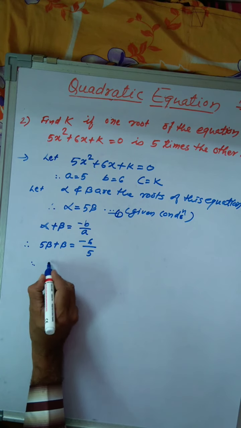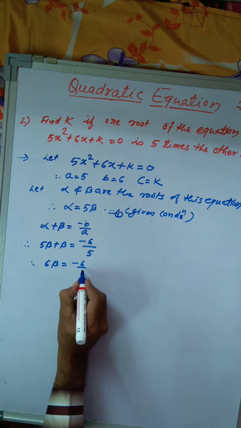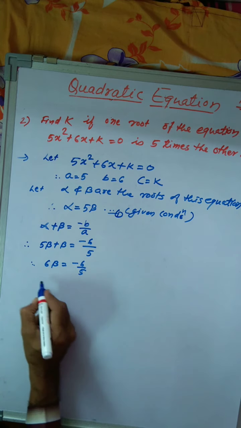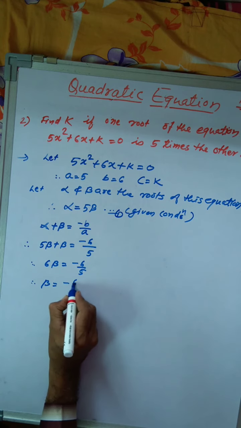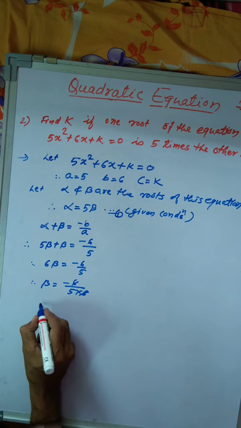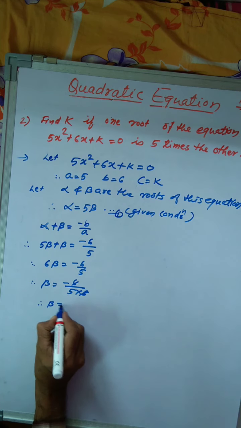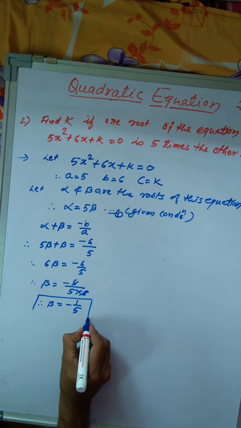And hence 6 beta is equal to minus 6 upon 5. Take the 6 to the other side, we get beta is equal to minus 6 upon 5 into 6. The 6 gets cancelled, and hence beta is equal to minus 1 upon 5. We get the value of beta.